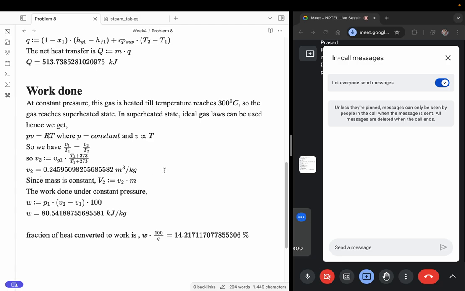Mass is constant, so the final volume I'll calculate from this may not be required. You can directly multiply with the mass and calculate the percentage of heat. Once you calculate the work done, since it's a constant pressure process, it's going to be P times V2 minus V1.